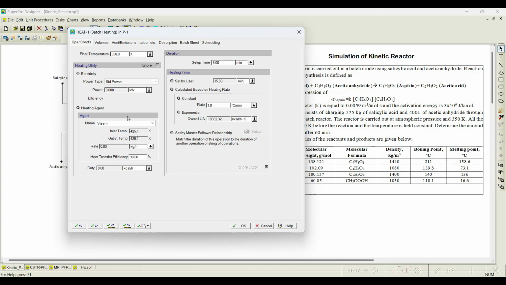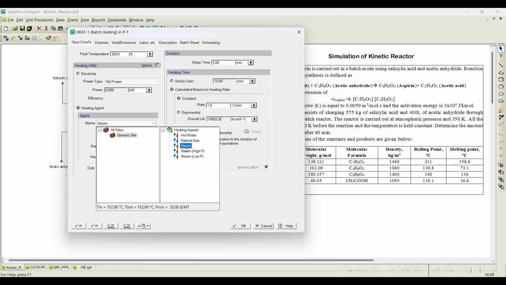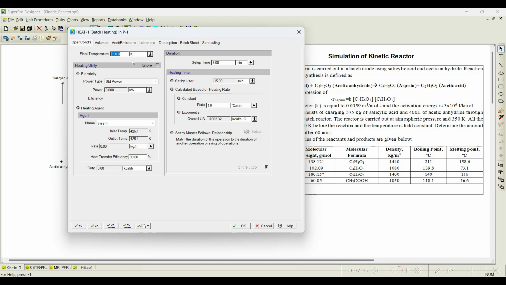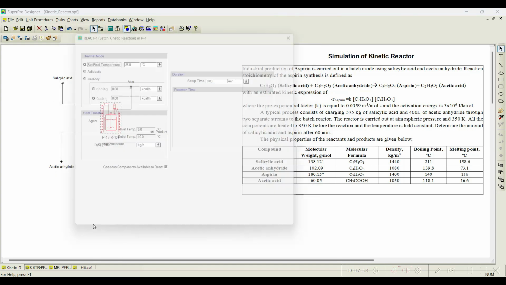So it shows an error, because if you keep 350 degrees centigrade, whatever the heating agent used is not sufficient. Maybe 350 degrees centigrade cannot be attained using the steam, so we can go with other one. For example, you can use natural gas or steam with high pressure. You can use it depending upon the temperature requirement. I have kept it wrongly, that is 350 degrees centigrade, it is 350 Kelvin. So we will change the heating agent to steam. So when you click next, that error disappeared.